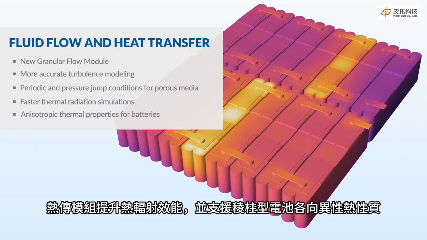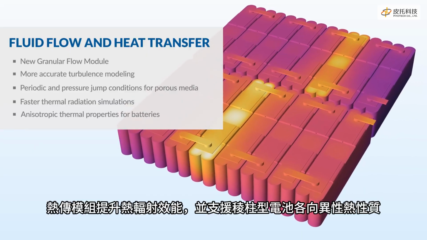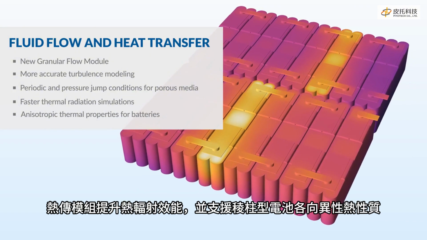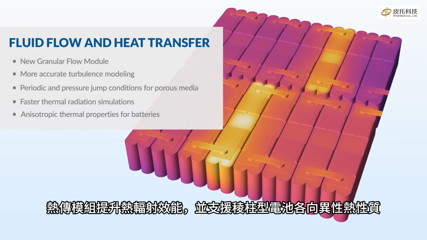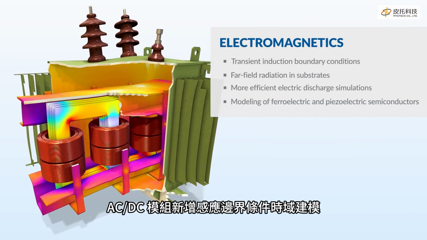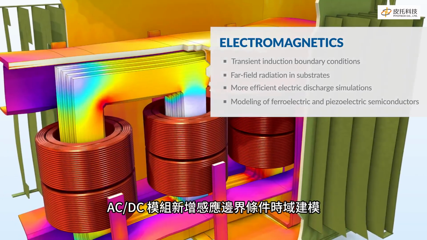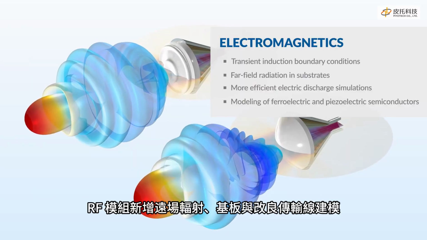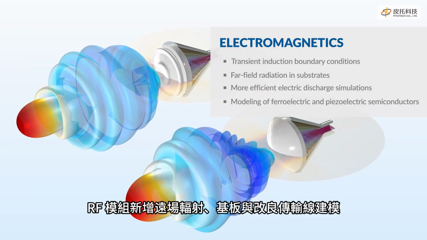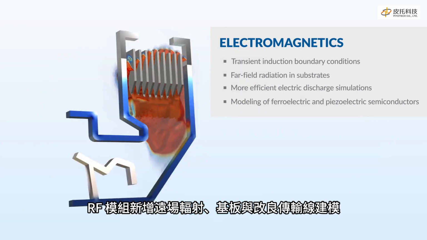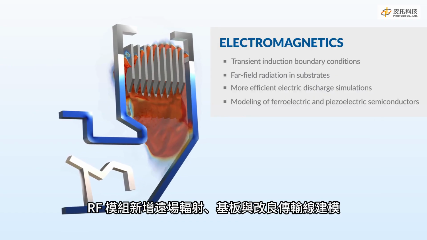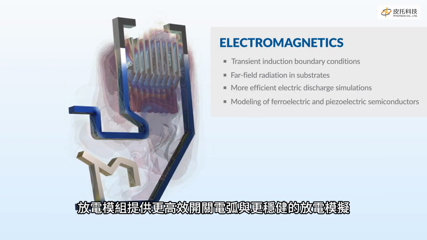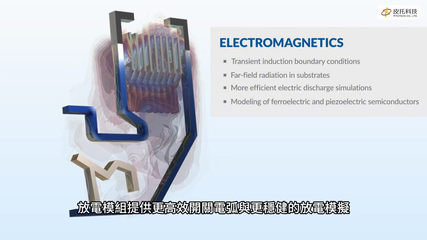The heat transfer module features improved thermal radiation performance and now supports anisotropic thermal properties in prismatic batteries. The AC/DC module introduces time domain modeling for inductive boundary conditions, while the RF module adds far-field radiation and substrates and improved transmission line modeling. For users of the electric discharge module, more efficient switching arc and robust discharge simulations are available.